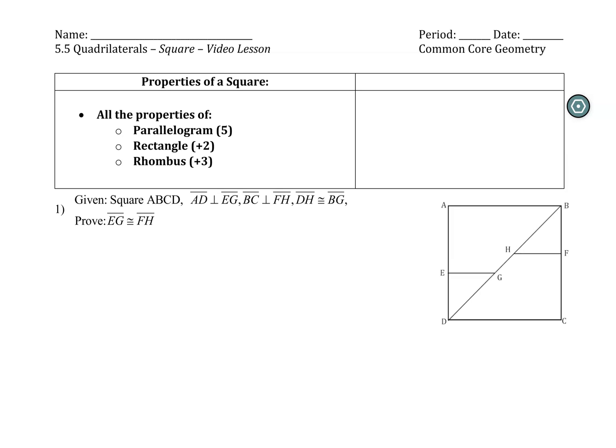Video 5.5, squares and their properties. So when we're dealing with these squares, we talked a little bit in detail about the properties that go along with them.